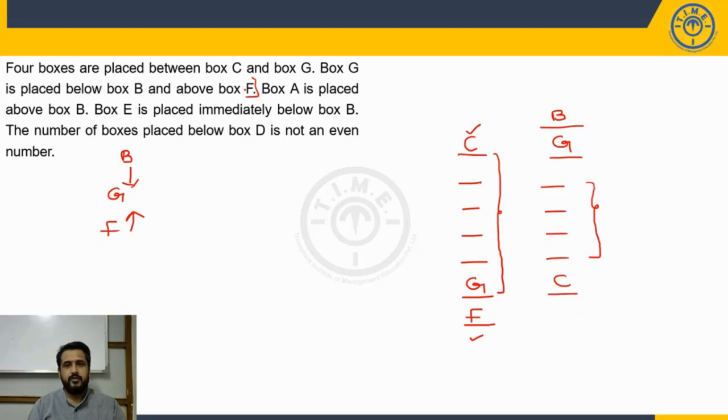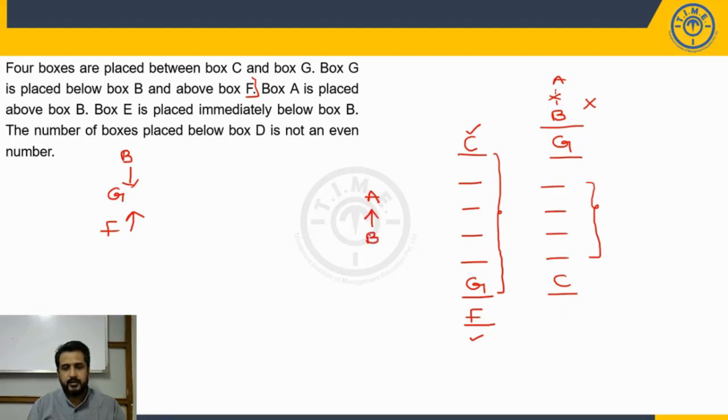So we have only 2 possibilities. Now A is placed above B. Now B is at the top. A is placed above B means this case is ruled out, because we have already 7 boxes. So A cannot be placed above B. So case 2 is ruled out. Now in this case, A is here and A is placed above B.